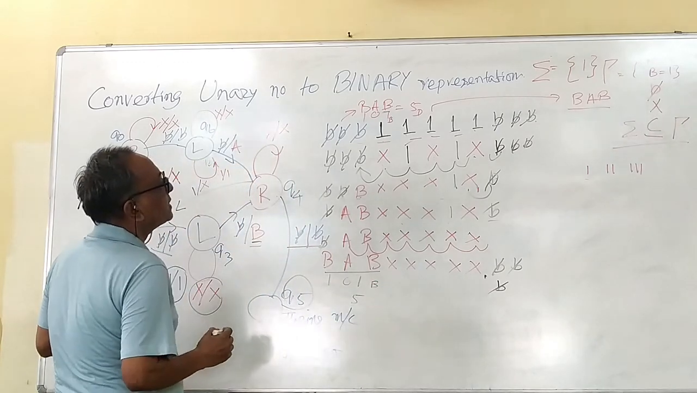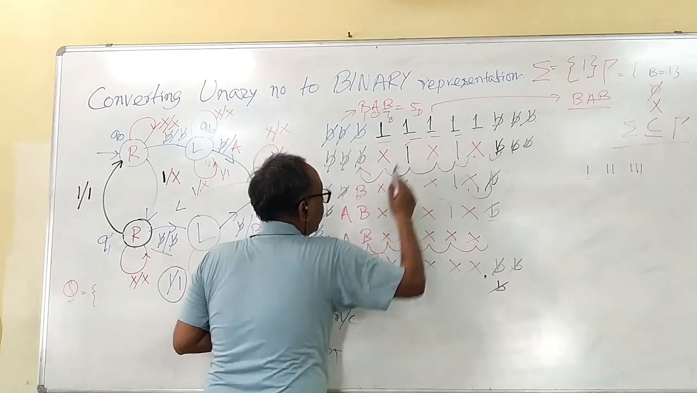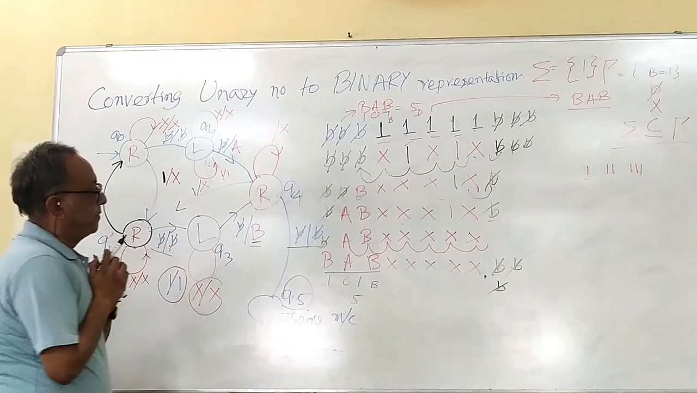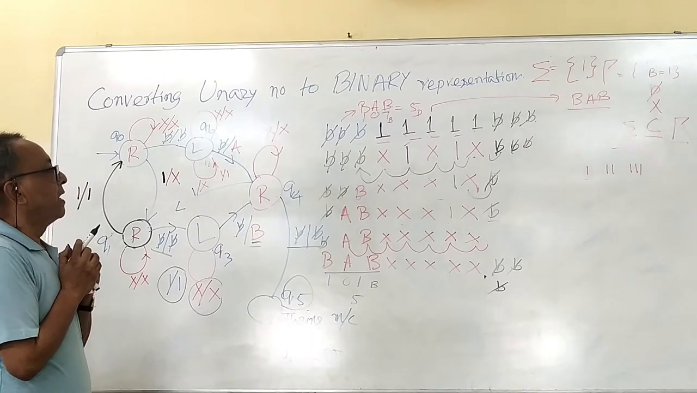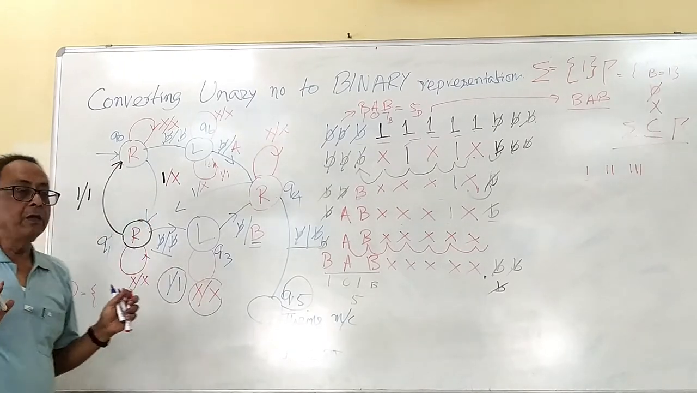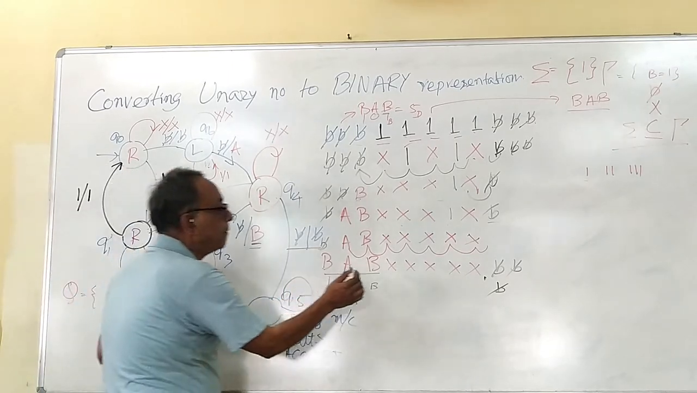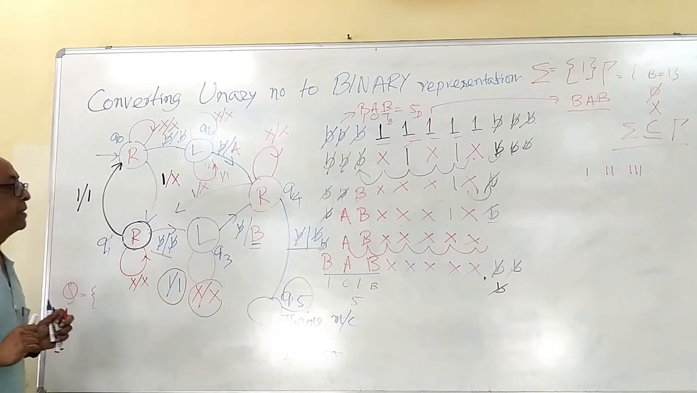And what is our objective? Make 5 marks to make it B A B, where A is 1, and convert it. No PDA, no finite state machine can do it. So this is the beauty of the Turing machine.